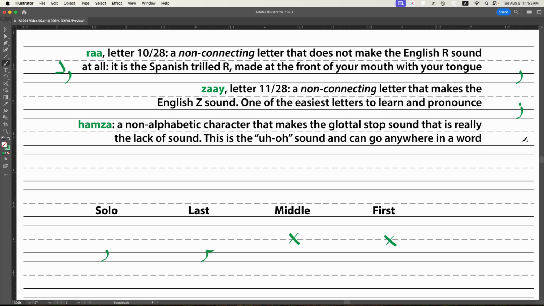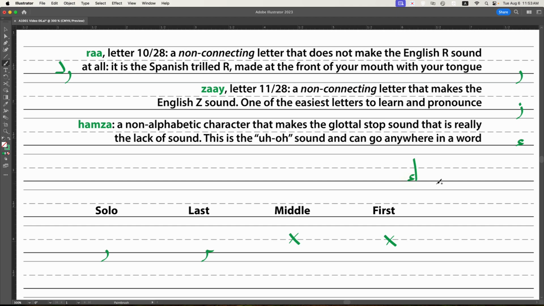And because it's a non-alphabetic character, it's spelled a little funny. One way we're going to make it is by putting a kind of backwards number 2 on the line, like this. This is a common thing to do at the end of a word. You will often see words ending with alif and then Hamza sitting there like this.